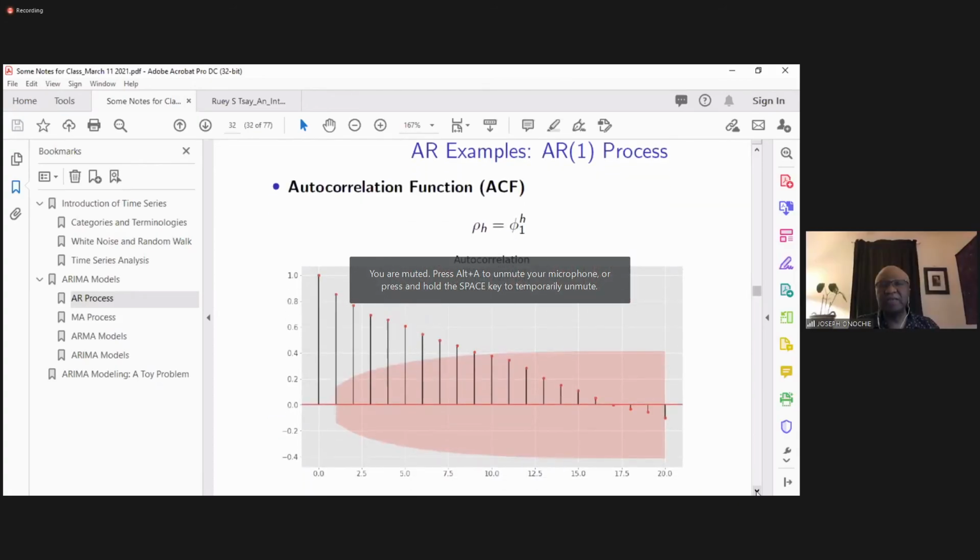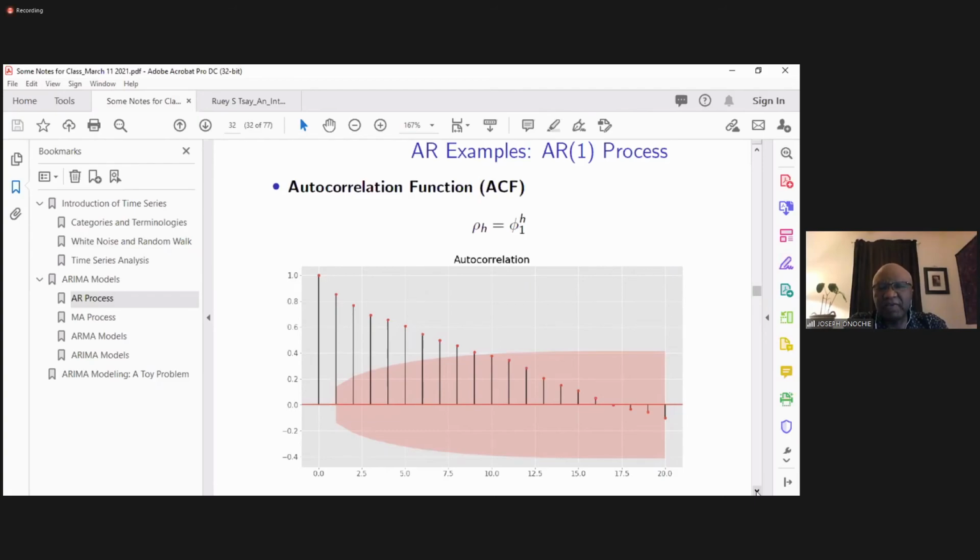Now, guys, look at what the autocorrelation function looks like.